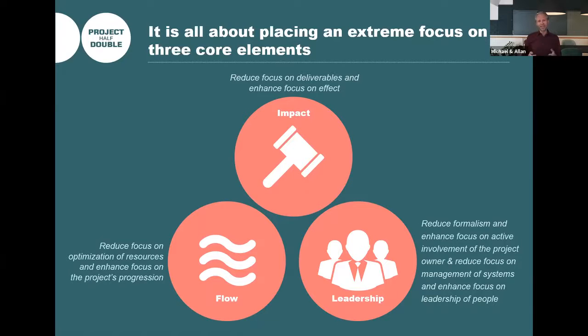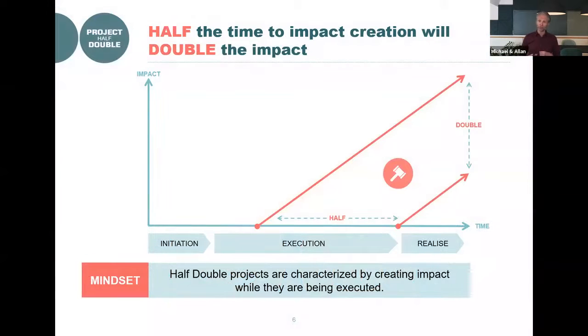One of the main ideas about Half Double is, of course, that we would like to create double the impact in half the time. So what we actually favor when we do an actual Half Double project is to start the impact creation as soon as possible. So we try to accelerate the road to impact, and we try to create impact as soon as possible. I'm also telling you this because this is what we'll do in each of the individual projects that we will run with the Half Double approach.